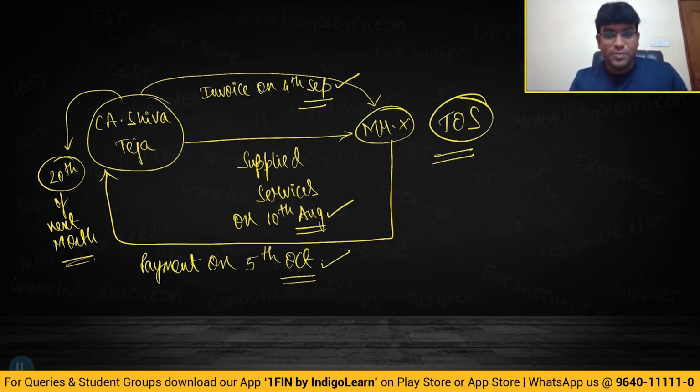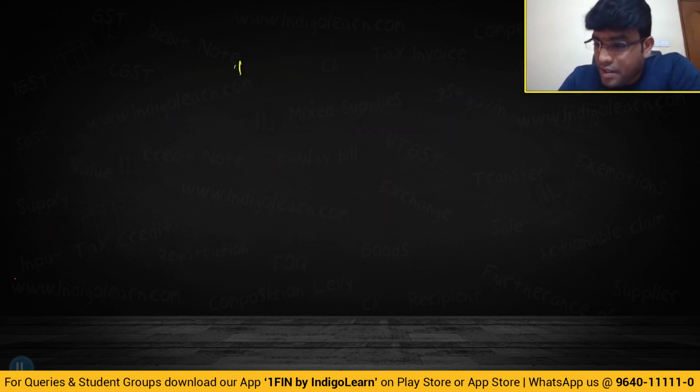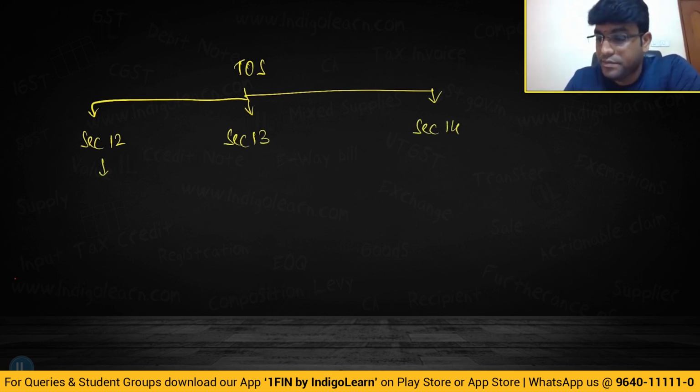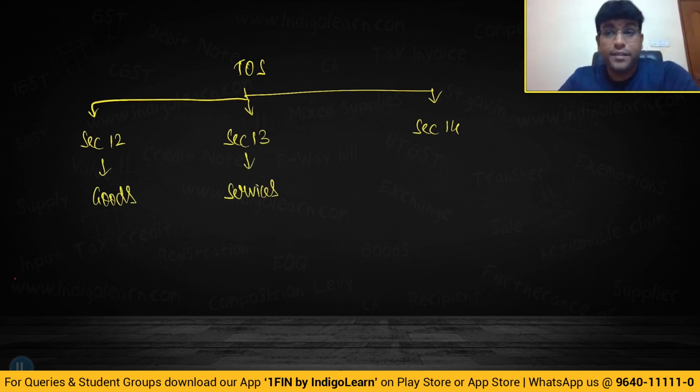Are we clear, my dear friends? So that's where this topic, known as time of supply, is very important. Let's discuss that and spend some time. This concept called time of supply is divided into 3 sections, my dear friends: Section 12, Section 13, Section 14. Section 12 deals with time of supply related to goods. 13 deals with time of supply related to services. 14 deals with time of supply related to change in rate of tax.